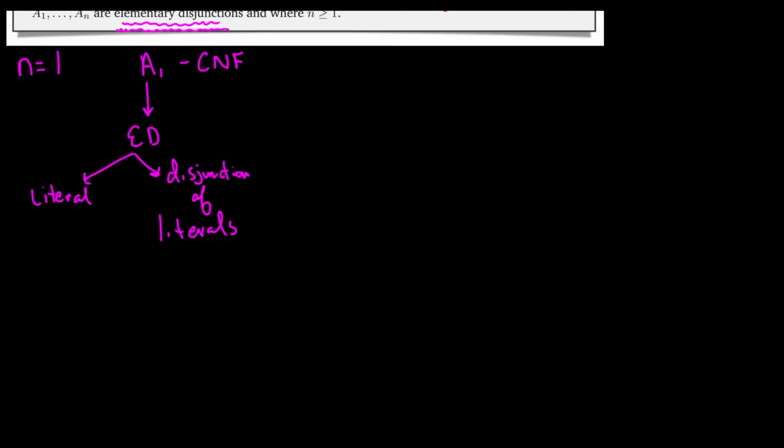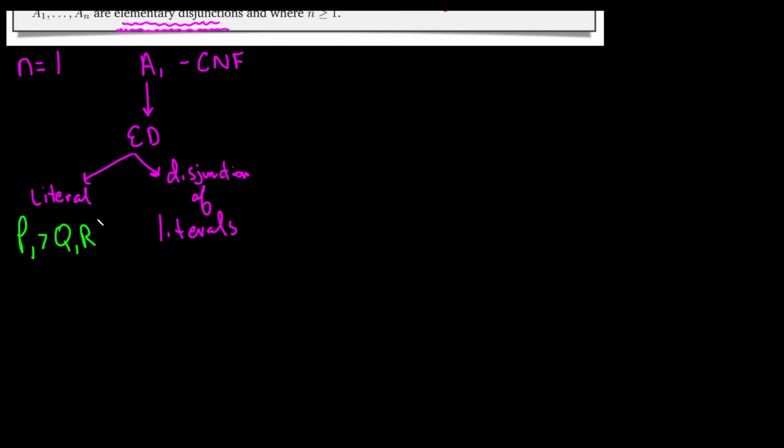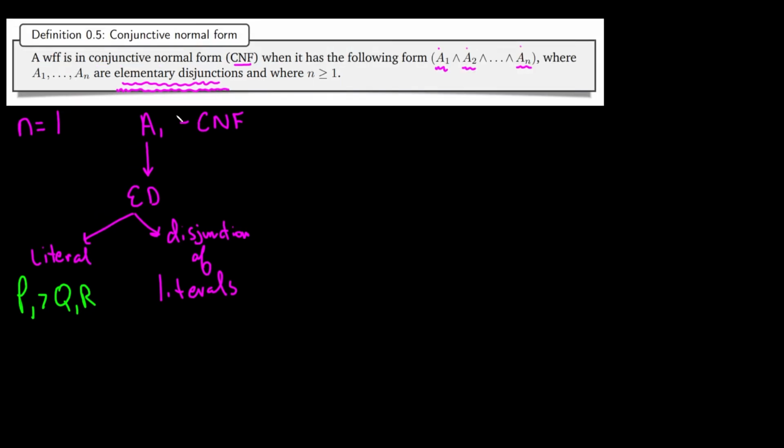In the case of the literals, if we had a formula like P, not Q, or R, well, then these formulas would be in conjunctive normal form because they are literal well-formed formulas. And since they're literal well-formed formulas, they're elementary disjunctions, because all literals are elementary disjunctions. And since it is an elementary disjunction and it has the form A1, a single formula, then it is in conjunctive normal form.